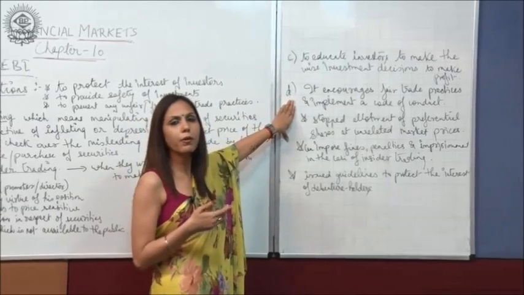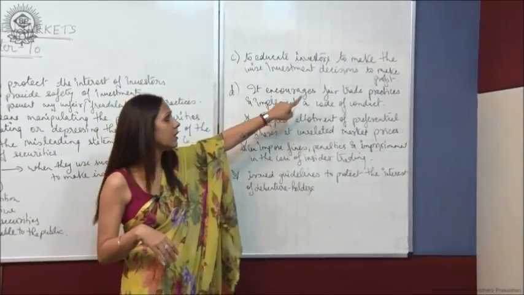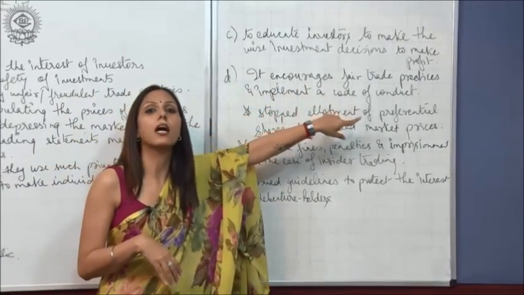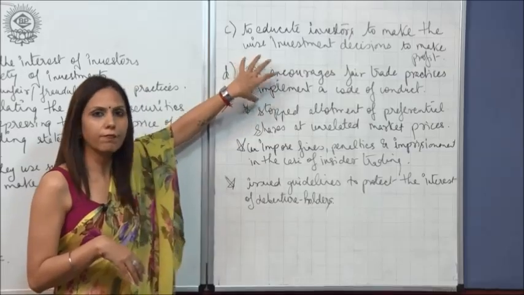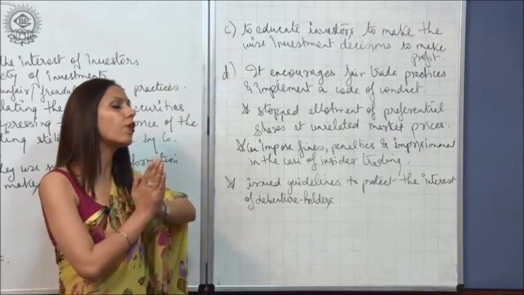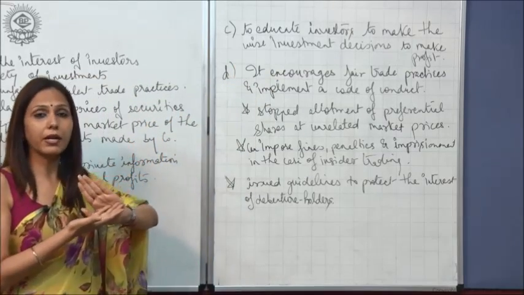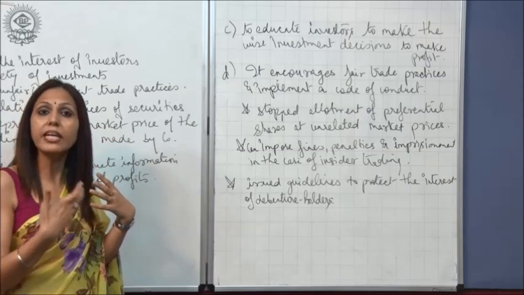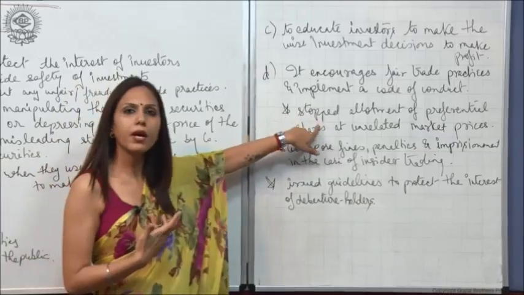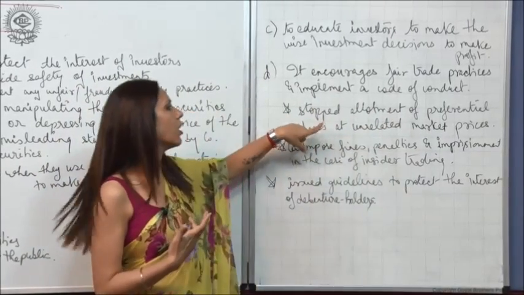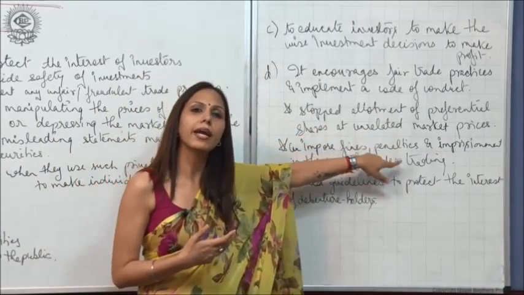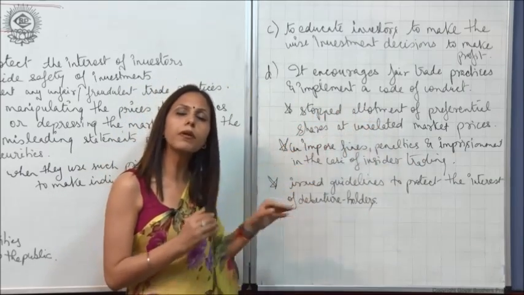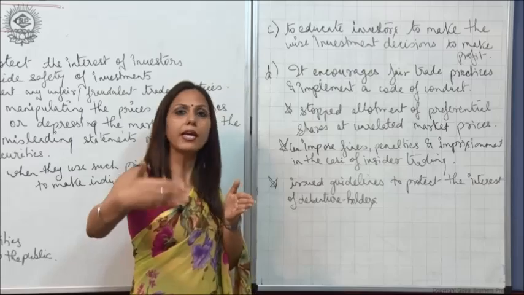The last function performed by SEBI is it encourages fair trade practices and implements a code of conduct, right? For doing this, for implementing code of conduct and for encouraging fair trade practices, what all steps SEBI has already taken. It has stopped allotment of preferential shares at unrelated market price. Now, preferential shares are not being allotted at unrelated market price.